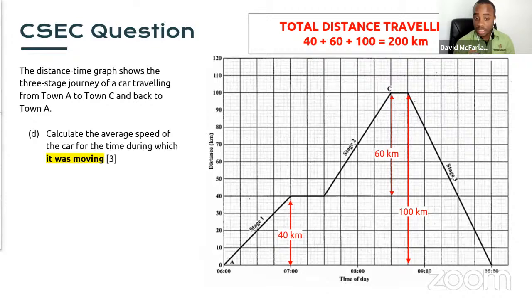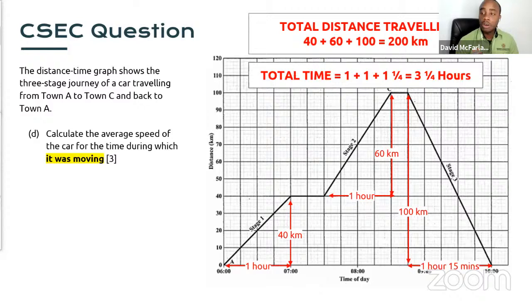Now we have to be very careful. Remember what we have highlighted here, during the time which it was moving. It was moving during stage one, so that's an hour. It was also moving during stage two. Remember, we have this rest period here that we would not include because it was not moving at that time. So it was moving again at stage two, which is another hour. And then it was finally moving again during stage three. In between those times, we would not include that rest. So that's another hour and 15 minutes. Therefore, that total time, yes, it is true, would be 3 hours and 15 minutes or 3 1/4 hours.